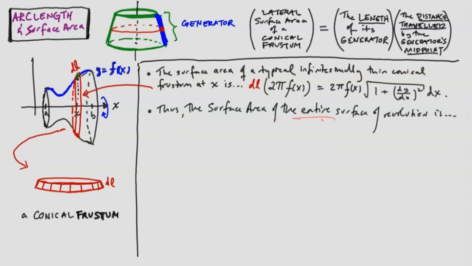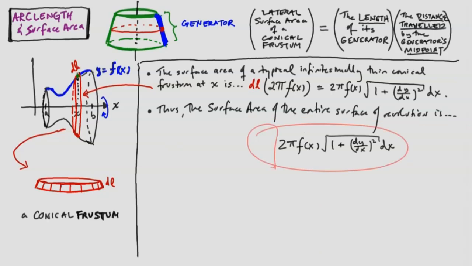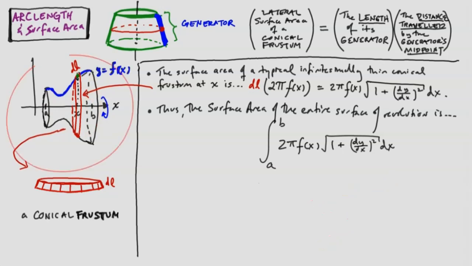Thus, the surface area of the entire surface of revolution is, how do we get it? We take the surface area of a typical infinitesimally thin conical frustum at x, let x take every possible value from a to b, and add all of those individual surface areas up, integrating, starting when x is a, to get little frusta over here, all the way until x is b, which is where we stop. So we get area of a frustum, area of a frustum, area of a frustum, chop, chop, chop, chop, add, all the way, stop there. And that expression gives us the surface area of the entire surface of revolution.